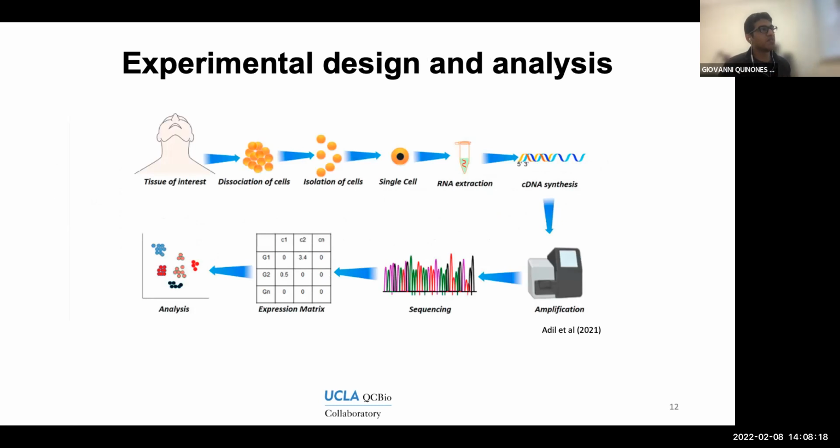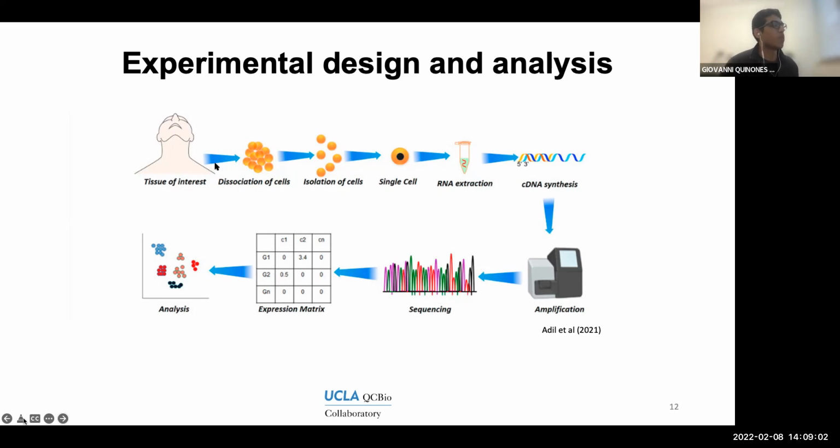So we're going to go over the experimental design. This is pretty much the outline of how cells go from our tissue of interest all the way down to this type of plots, this type of analysis that give us information about the different cell populations. So how do we go from our tissue of interest all the way to obtaining some meaningful biological signal? The different steps are outlined in this slide.